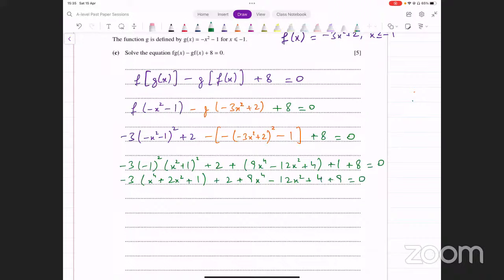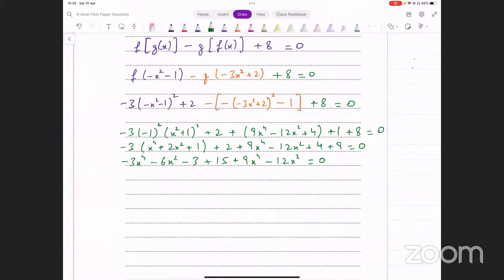Okay, now let's multiply 3 inside as well. That gives you -3x raised to power 4 minus 6x squared minus 3 plus, थोड़ा simplify कर लेते हैं, 2, 4, and 9. That is going to give you 15. And you have 9x raised to power 4 and minus 12x squared equals 0. अब देख लें x power 4 वाली कौन सी terms हैं? एक ये term है, एक ये term है. That they give you 6x raised to power 4.